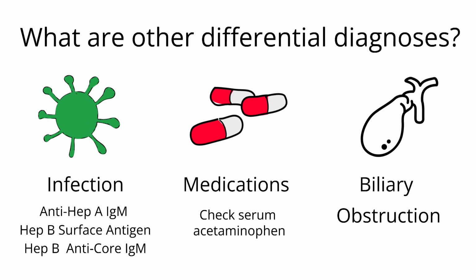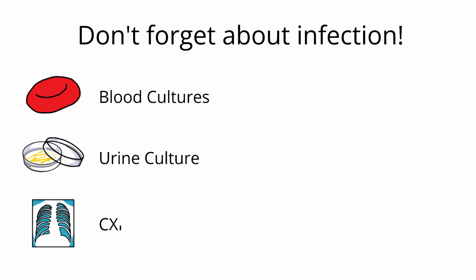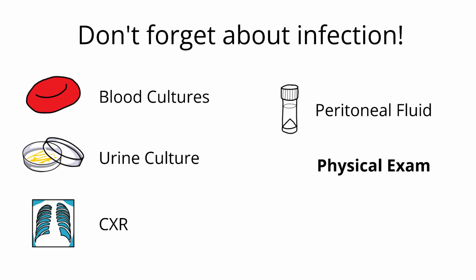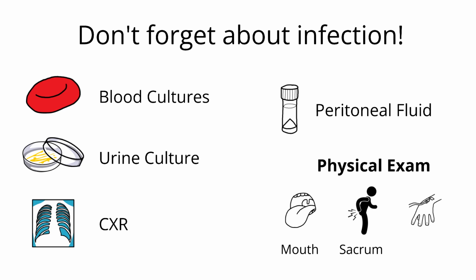The most important thing to remember in caring for these patients is that they are quite prone to infections, and a large portion die from infection. So you don't want to forget to order blood cultures, urine cultures, and a chest x-ray. In Alc Hep specifically, you should also send off peritoneal fluid studies, and don't forget the physical exam. Be sure to look inside their mouths, look at their sacrums, IV sites, or other possible sources of infection. Infection is also important to rule out before considering another treatment option, steroids.